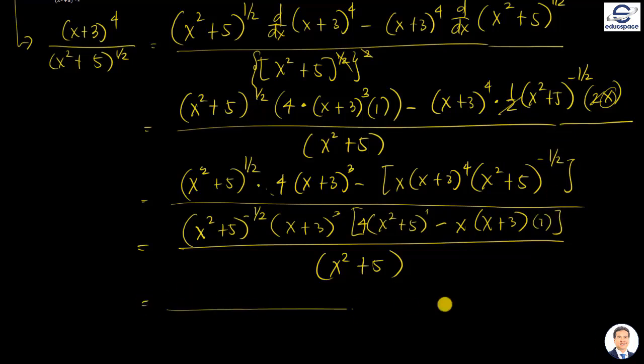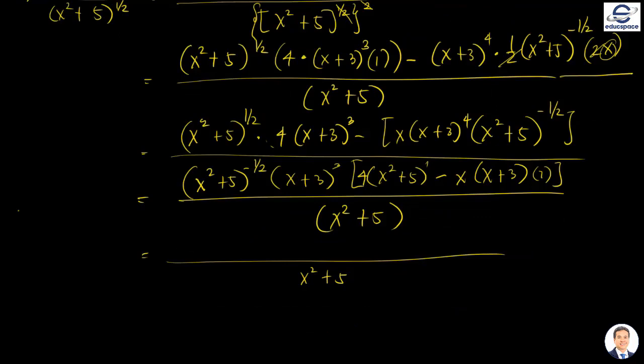So simplifying further, we have x^2 + 5. And take note that since we have negative 1/2 as an exponent of this, we can put it here at the denominator, so that the exponent will become positive 1/2. And then what is remaining in the numerator is (x + 3)^3 multiplied by this factor. So again, let's simplify this.